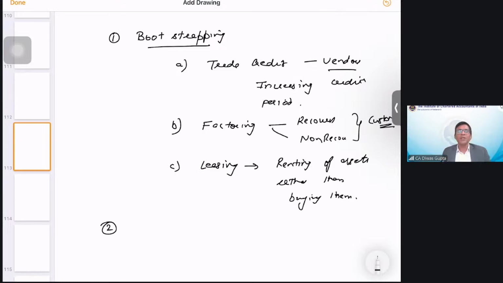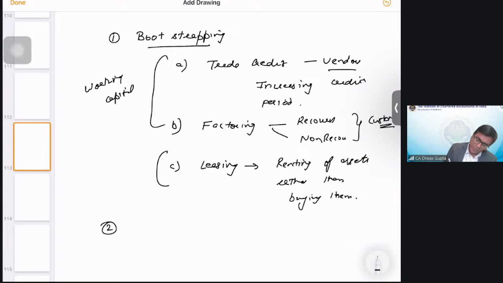So bootstrapping means that you make use of internally available resources to finance the startup. Definitely trade credit is a small form of credit. Factoring is again a small form of credit. Both of them will give you working capital advantages, both of them will help you in your working capital. Leasing will help you in your fixed assets sourcing, because generally you will lease a capital asset.